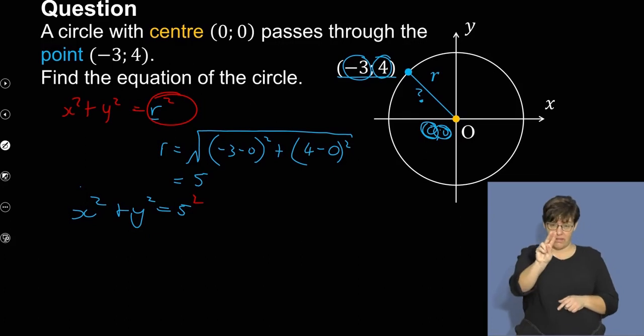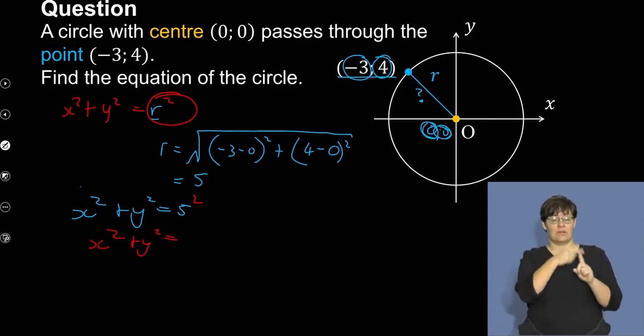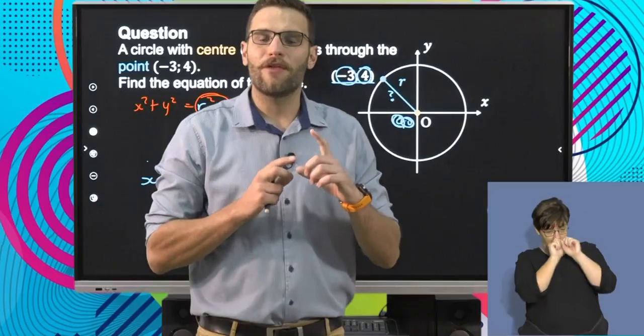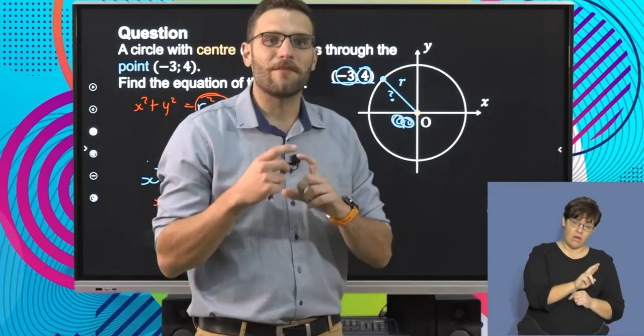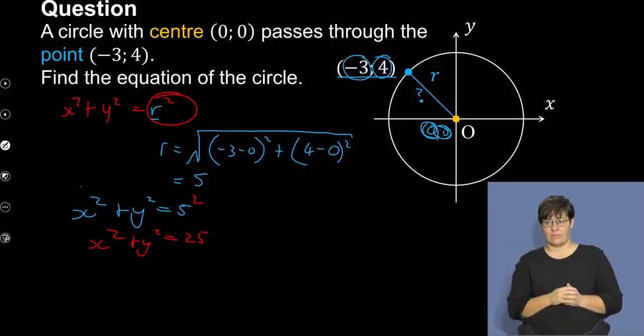And so, in fact, I can leave it like that, but my equation is going to be x squared plus y squared is 25 and not 5. So please be careful there. We have to be very conscious of whether I'm talking about the radius or whether I'm talking about the radius squared. Okay, wonderful. So that's our first example. Let's move on to our next example.